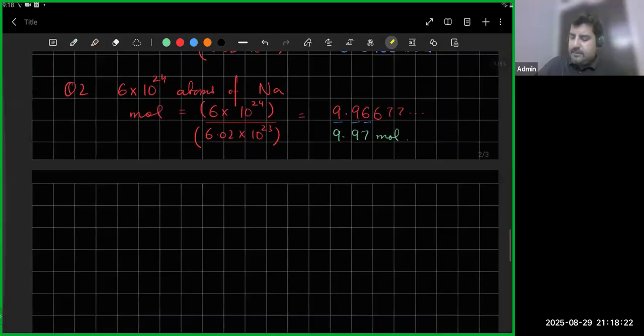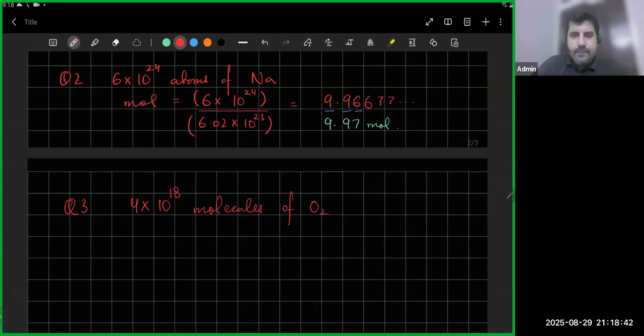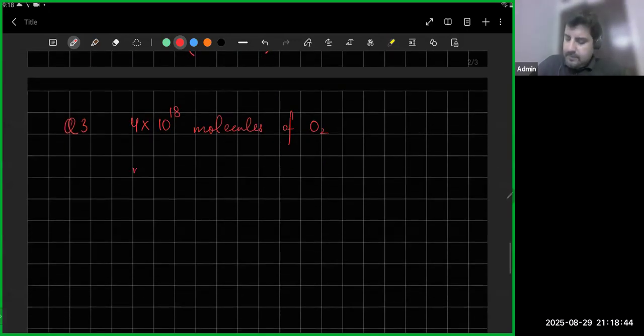So question number 3. I have 4 times 10 power 18 molecules of O2. So how many moles is this? What will 4 times 10 power... Remember, make sure you use brackets. Calculator gets very confused when we're not putting brackets. 6.02 times 10 power 23. Put a bracket. So what do we get?